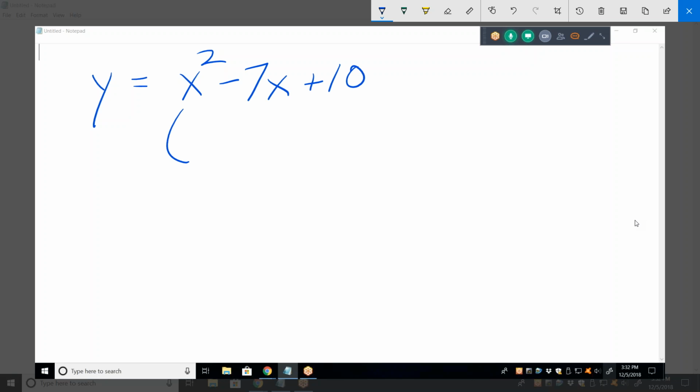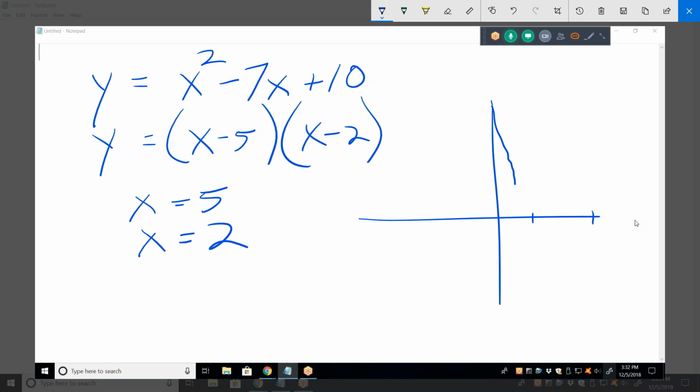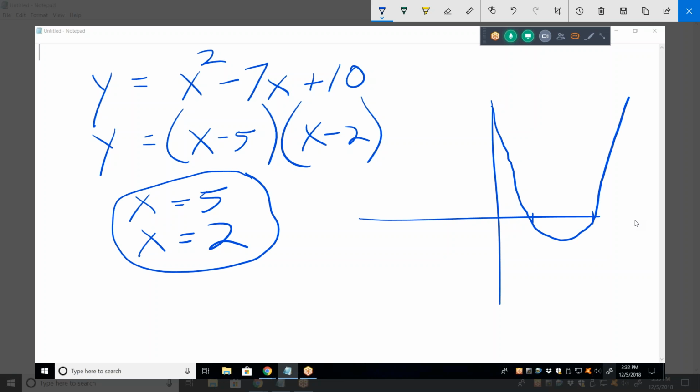Okay, if I factor that, I get x minus 5 times x minus 2, which gives me zeros of x equals 5 and x equals 2. Which means if I graph that, I've got to go through that point and that point. And I know it's a parabola that goes up. So I cross the x-axis twice because I have real zeros.